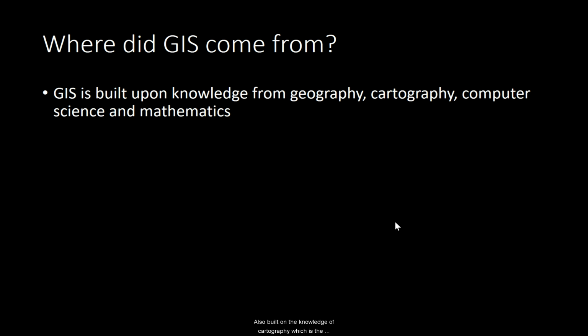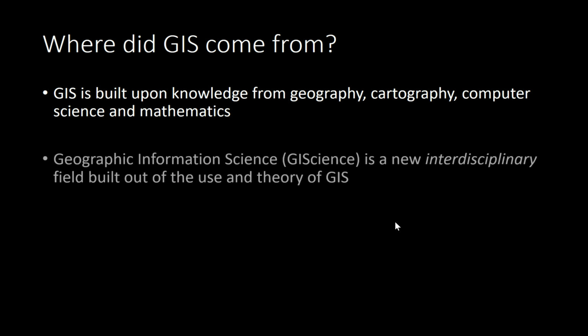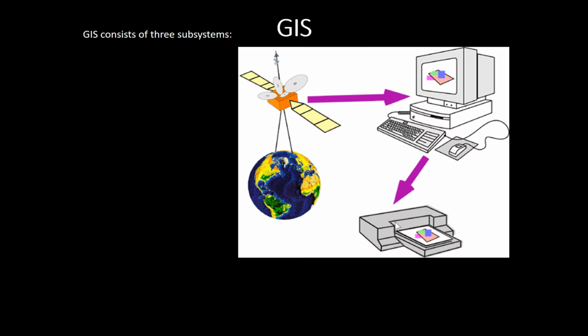It's also built on the knowledge of cartography, which is the science and art behind map making, and computer science and mathematics. So the Geographic Information System, one can say that it is somewhat of a new interdisciplinary field that's built on the use of theory of the GIS. So GIS science as a whole is this kind of new interdisciplinary topic.